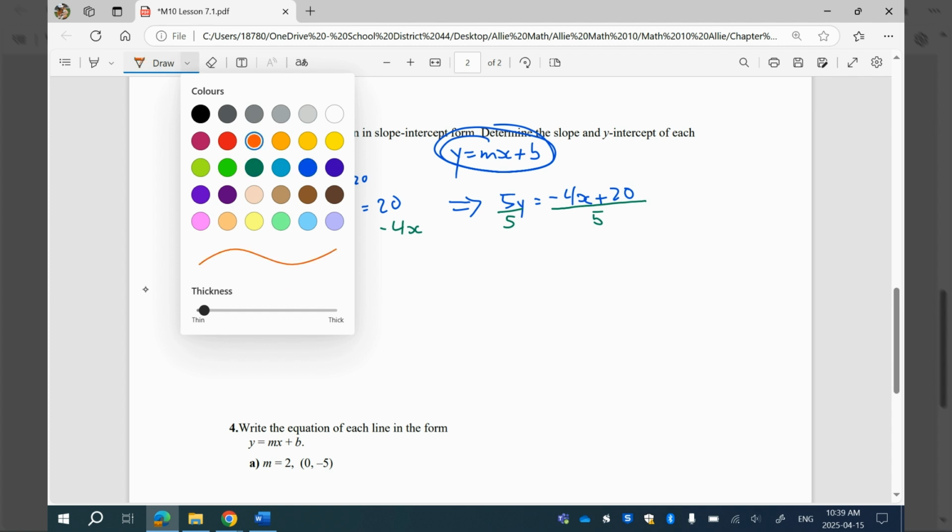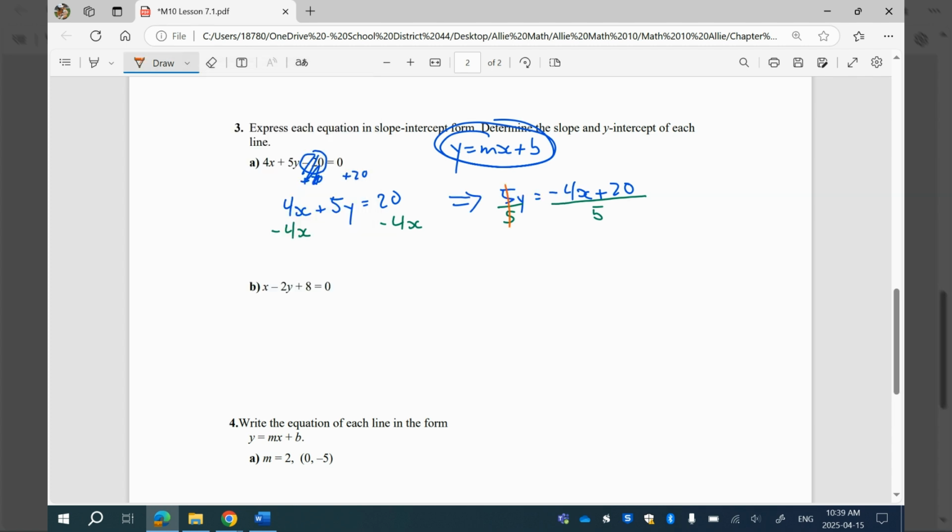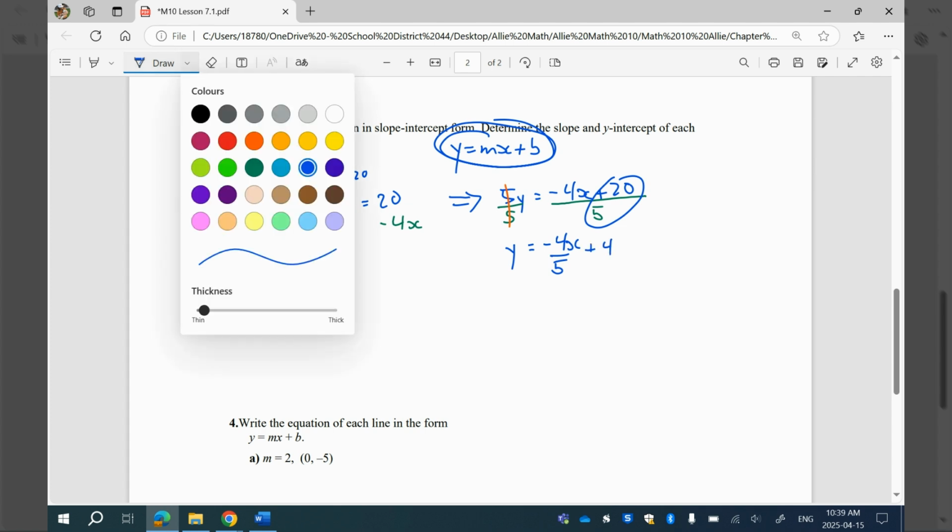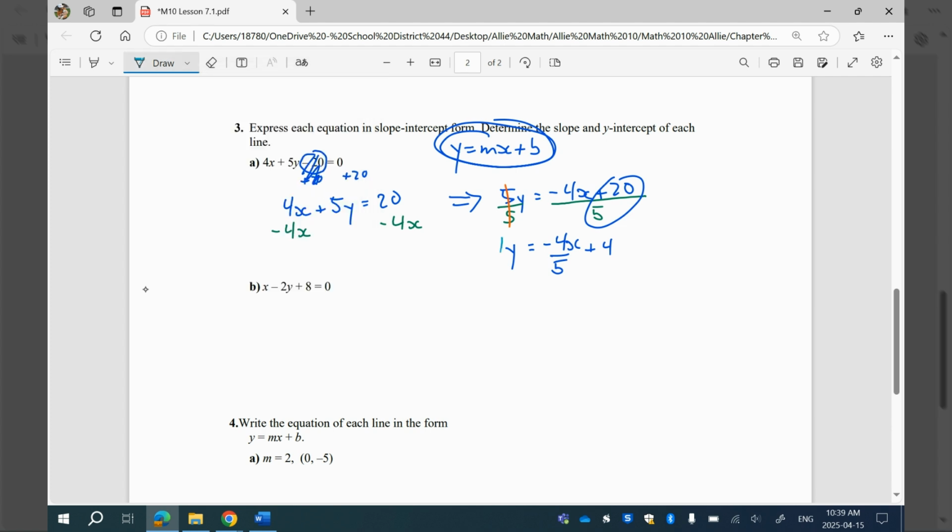So this 5 divided by 5 is just 1. So we've dealt with that. So now we have our y by itself on the left side. We love that. We're going to leave negative 4x over 5 like that. This is now our slope. And let's divide our 20 by 5. 20 divided by 5 is 4. So that's what our line looks like in slope-intercept form. So y equals negative 4 over 5x plus 4.